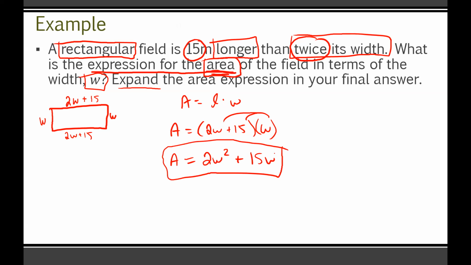That was actually a pretty quick question. Hopefully you don't get caught up too much in the wording here when we say 15 meters longer than twice its width. Just try to break it down like that. 15 meters longer than twice the width. So twice the width is 2W, 15 meters longer, plus 15. These are the kind of things that just come with a lot of practice, unfortunately.